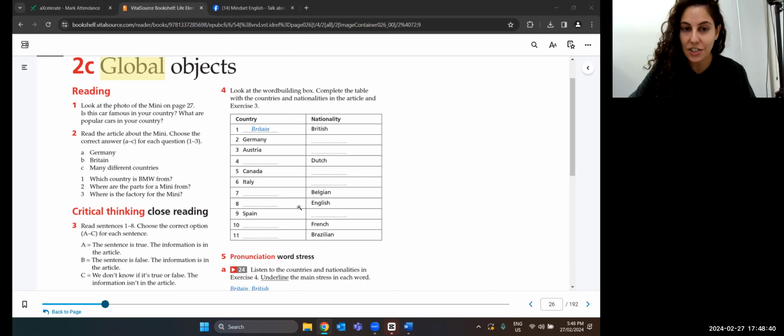If you are English, then you come from Britain or maybe the UK. Spain, you're Spanish or Spaniard. If you are French, you come from France. And Brazilian, you are from Brazil.